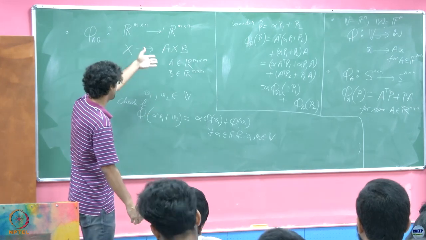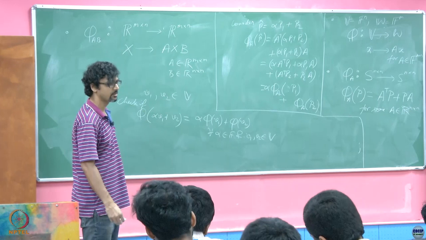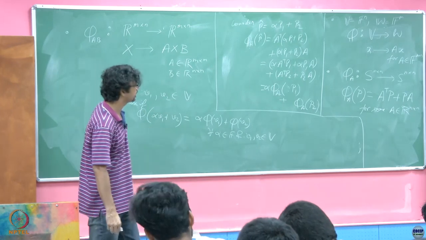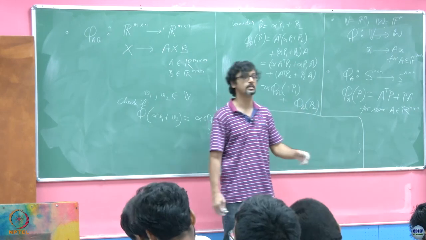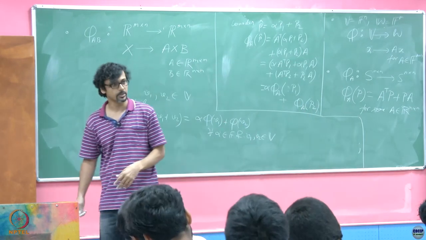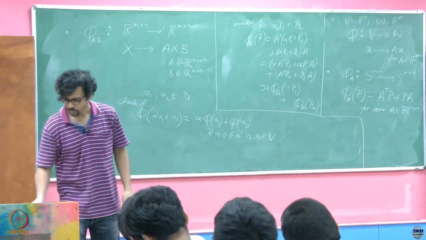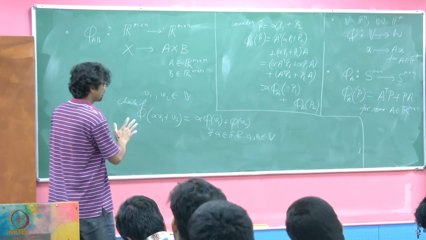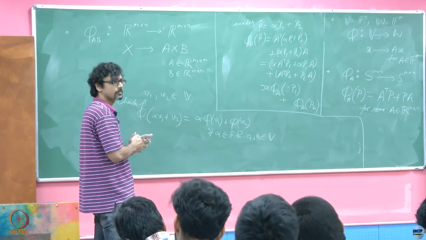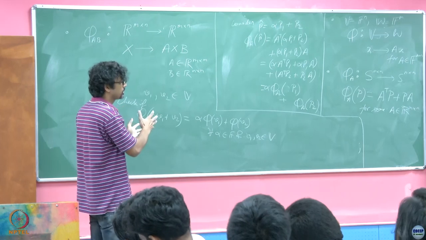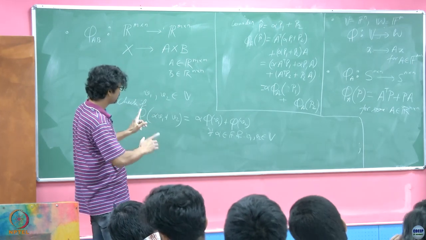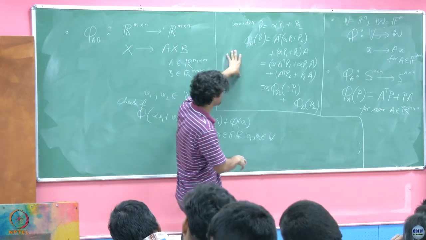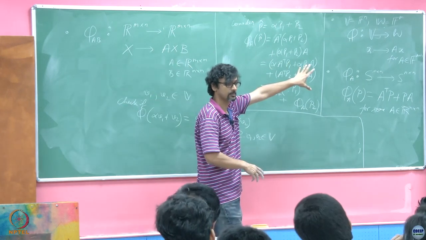You can go ahead and check it for all of these examples that I've given you and convince yourself. That will also give you some practice on how to check whether something is a linear transformation or a linear operator. So this is an important class of transformations, linear transformations from arbitrary vector spaces to arbitrary vector spaces.